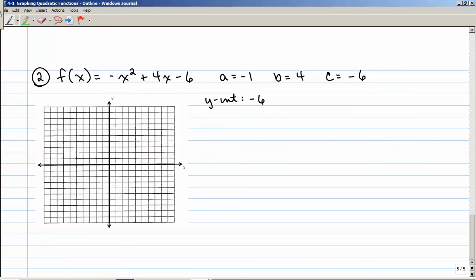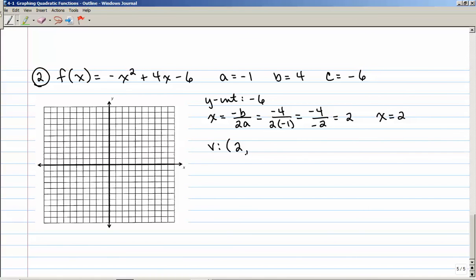I need to find the equation of the axis of symmetry, and for that I'm going to use x equals -b over 2a, or -4 over 2 times -1, -4 over -2, which gives me a 2. So my axis of symmetry is the equation x equals 2. Don't give me just a 2. I want an equation. X equals 2 is the equation of the vertical line that goes through the vertex of this parabola.